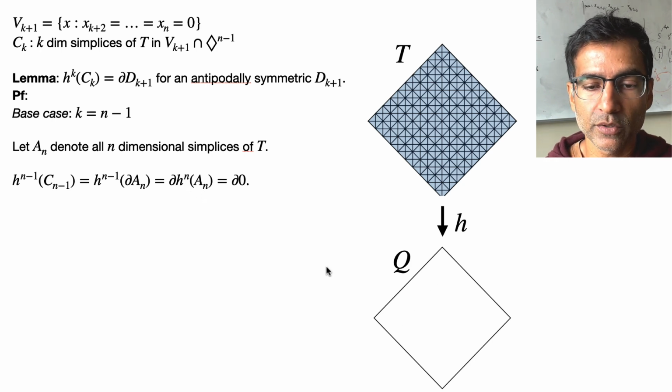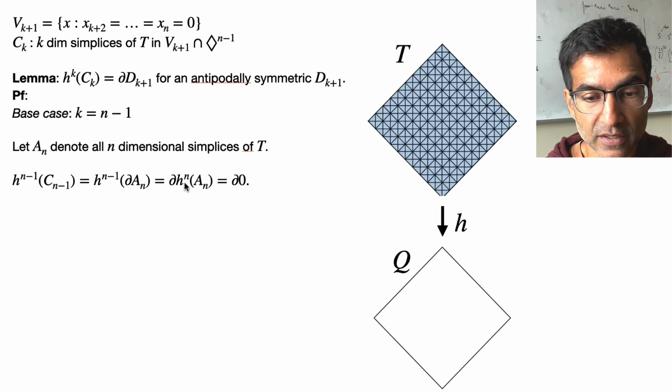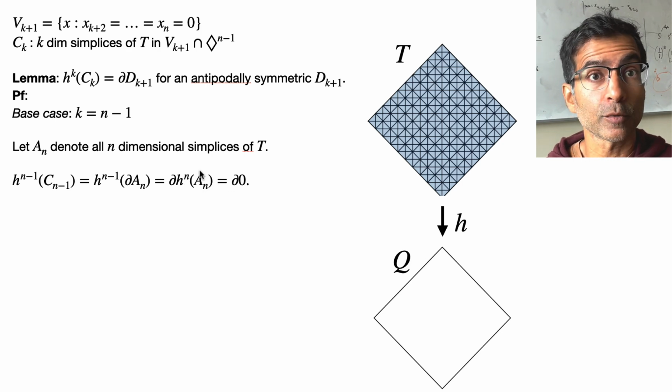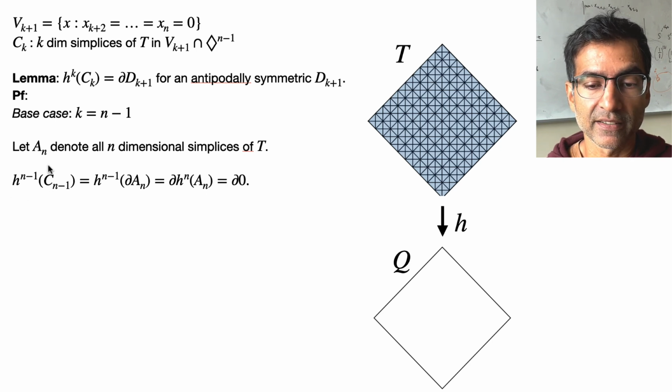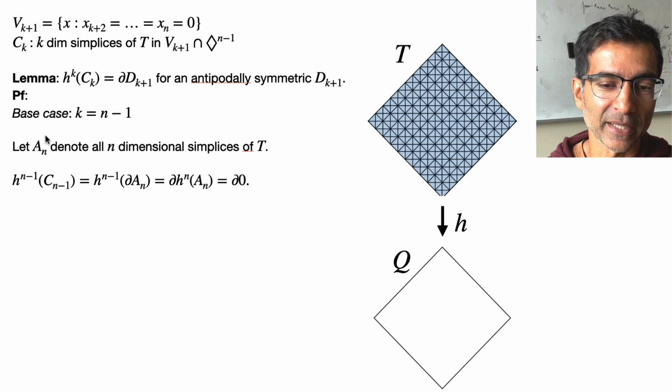But you see, in Q there is no n-dimensional simplex. All the simplices of Q are of dimension n minus 1 or less. So h_n of a_n must be 0. So I've expressed the left-hand side here as the boundary of 0. And 0 is an antipodally symmetric chain. Okay, so that proved the base case.